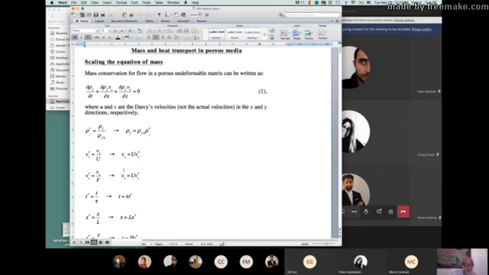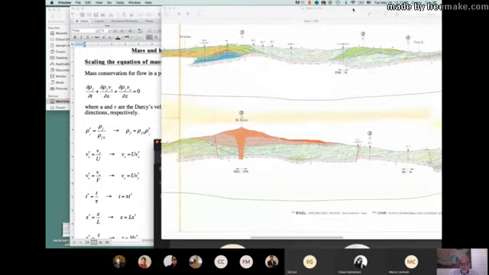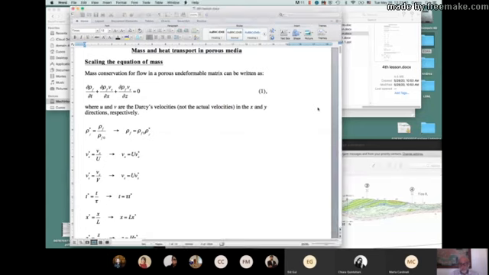Velocity is a vector, so I have also the velocity in the z direction. And again, my scaled velocity in the z direction is equal to my dimensioned velocity in the z direction divided by the maximum velocity in the z direction. And here is a mistake. Let's see if I can correct it on the spot. Oh no. Oh yes, yes.